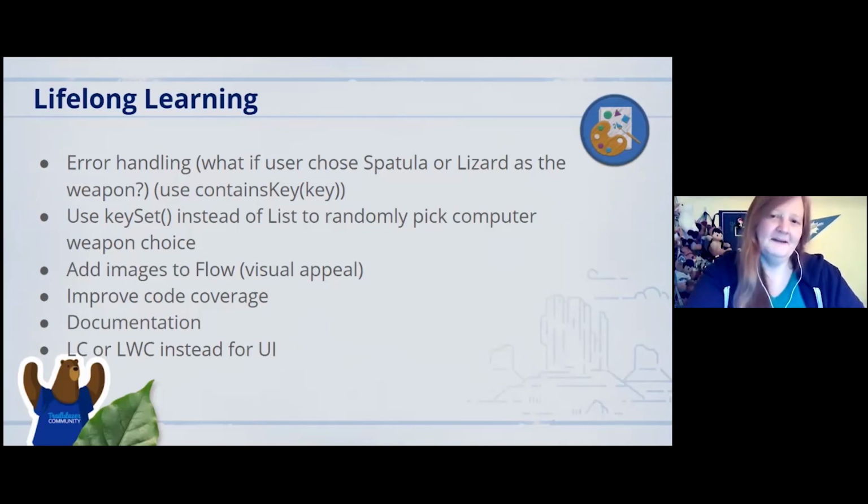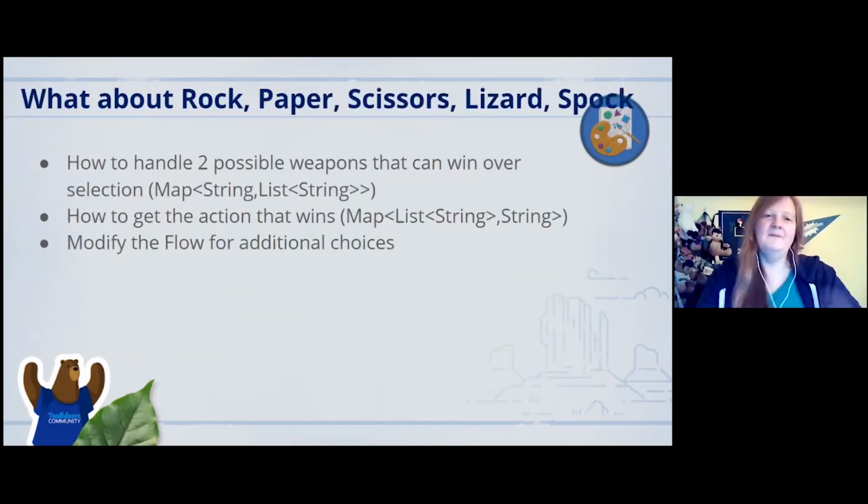But one last thing I thought about too was, what about rock, paper, scissors, lizard, Spock? Because I can't be a tech nerd and not think about how to expand this game to the next level. So, how can I handle the fact that there's two possible weapons? And I thought about it, I said, great, a map string to a list string, kind of like we did already. But then what about the action that wins? So I really need to be able to send it both choices in a list and then get back that string result. So that is a different type of map. And obviously I'll also have to modify the flow.